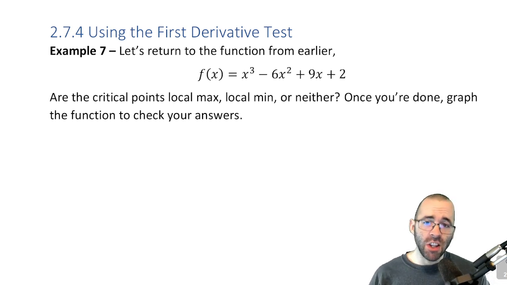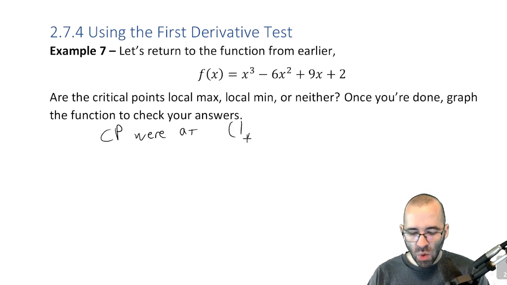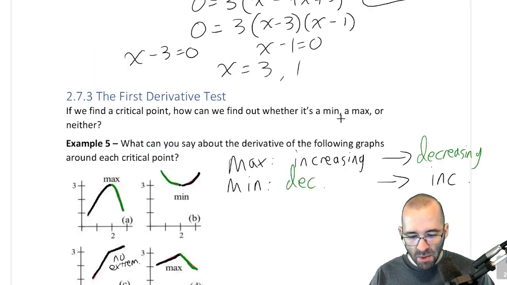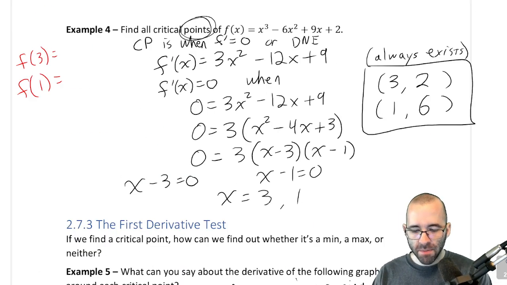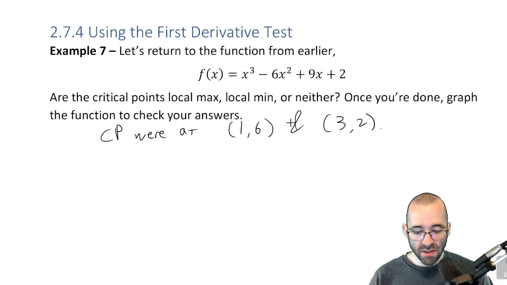All right, let's actually use the first derivative test. So we already found the critical points for this function in an earlier video, right? We said the critical points were at 1, 6, and 3, 2, I think. Is that what we said? Yep, we did. And now we want to use a first derivative test on these points.